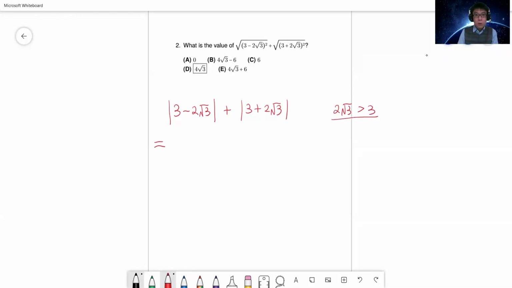So the first expression equals 2 root 3 minus 3, and the second expression is positive 3 plus 2 root 3. So we cancel 3. We have 4 root 3. The answer is D, 4 root 3.